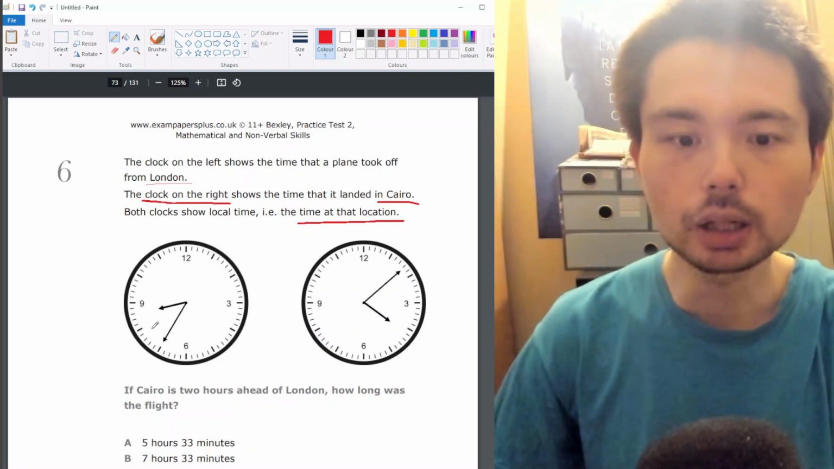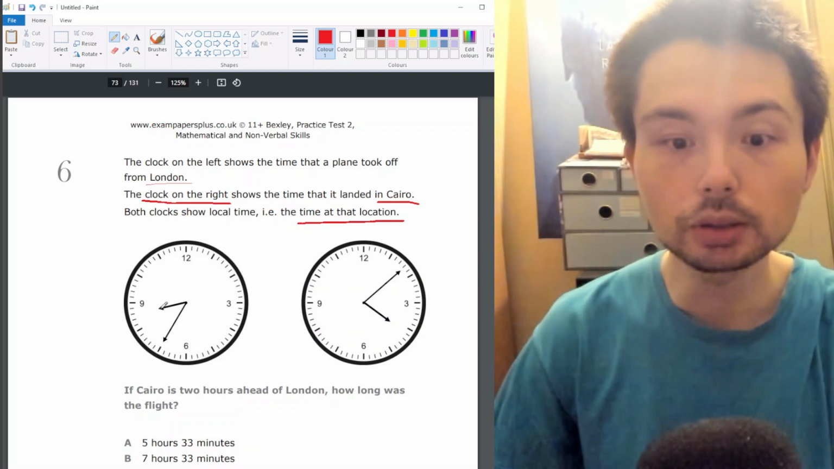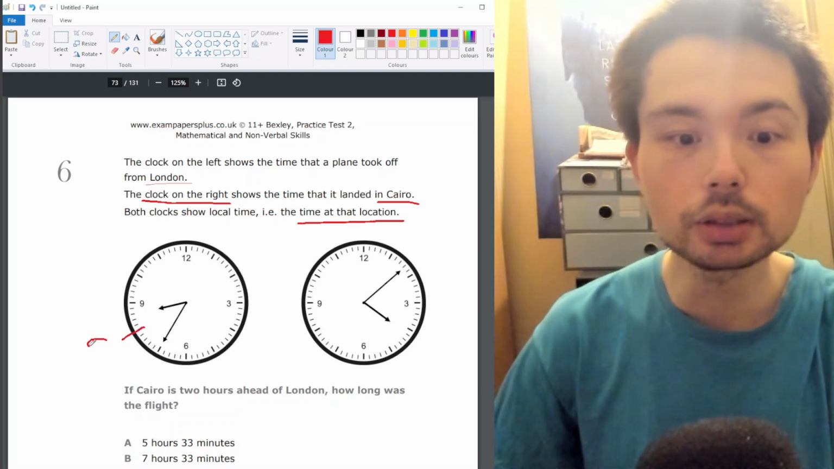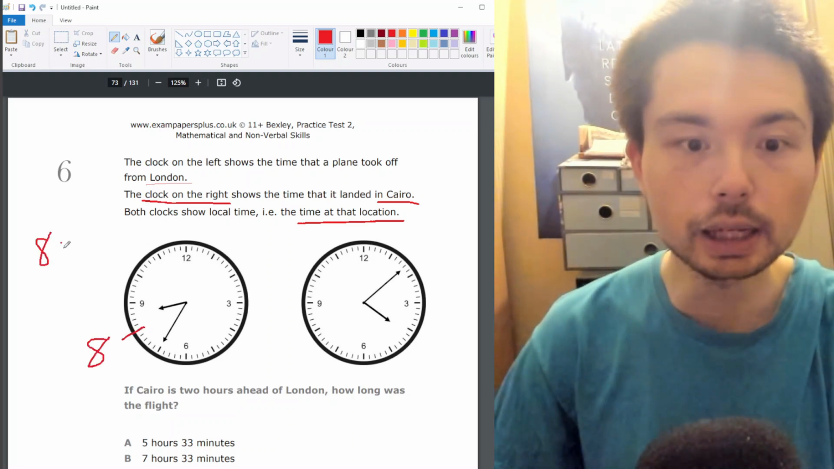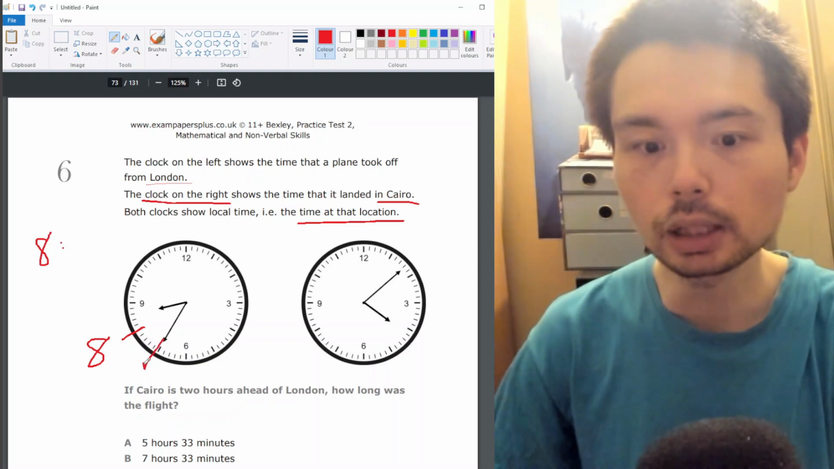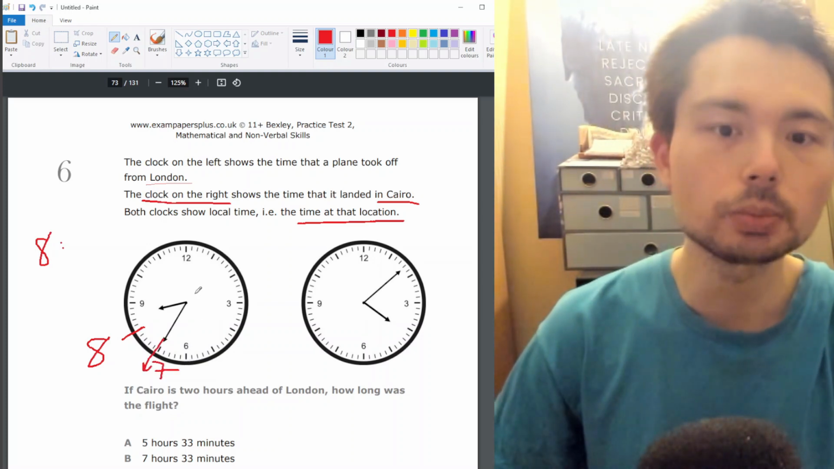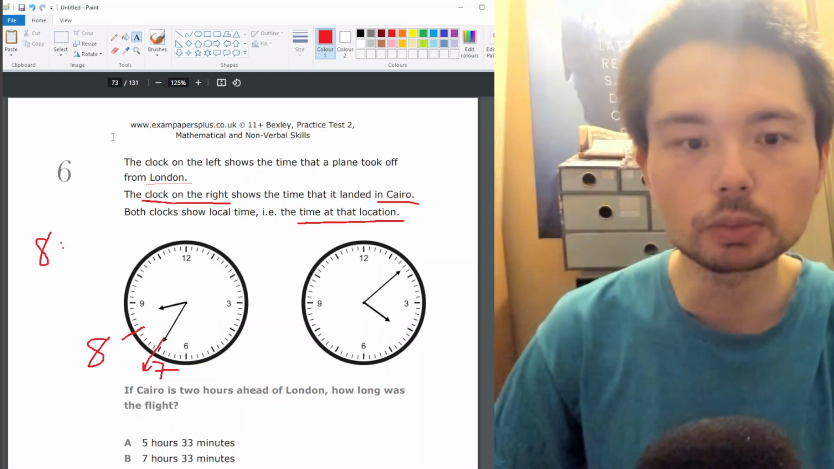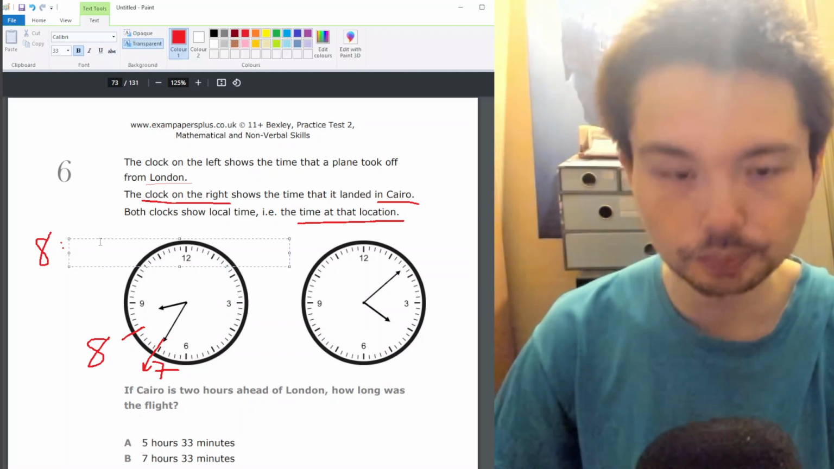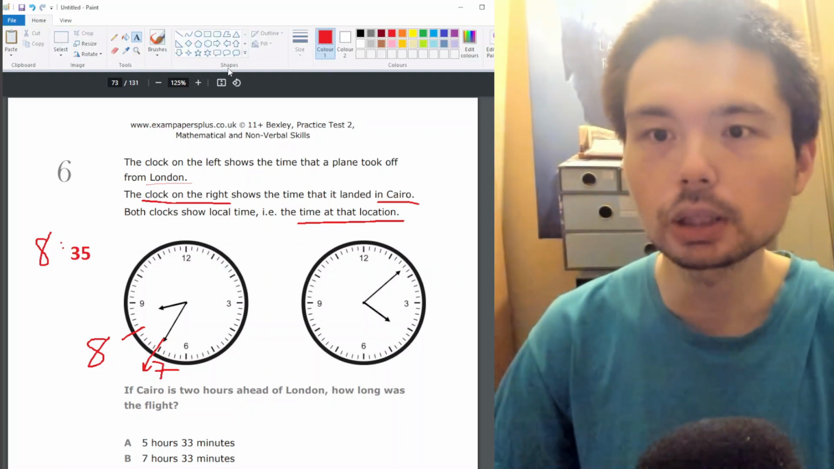How do we tell the time? Well, first bit, we need to look at the shorthand. Can you see that shorthand is in between 8 and 9? So that means it is 8 something. Look at the longhand, it is pointing at 7. And how do we tell the time? We do 7 times 5 equals 35. That is the time.